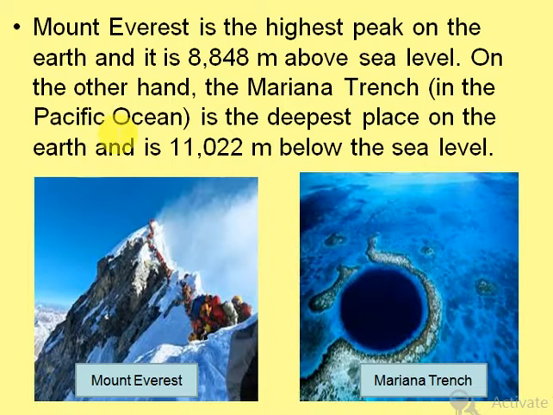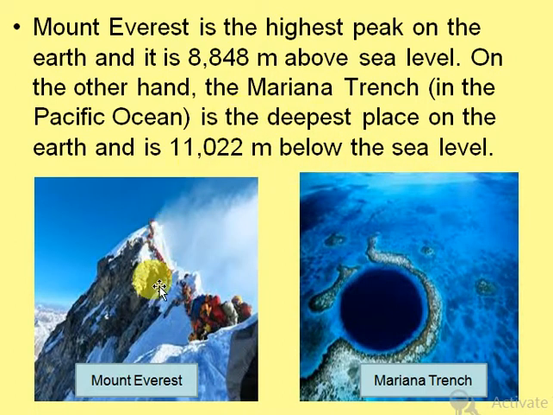The Mount Everest is the highest mountain peak of the world. It's around 8,840 meters above sea level. On the other hand, the Mariana Trench in the Pacific Ocean is the deepest place on the earth and is around 11,022 meters below the sea.